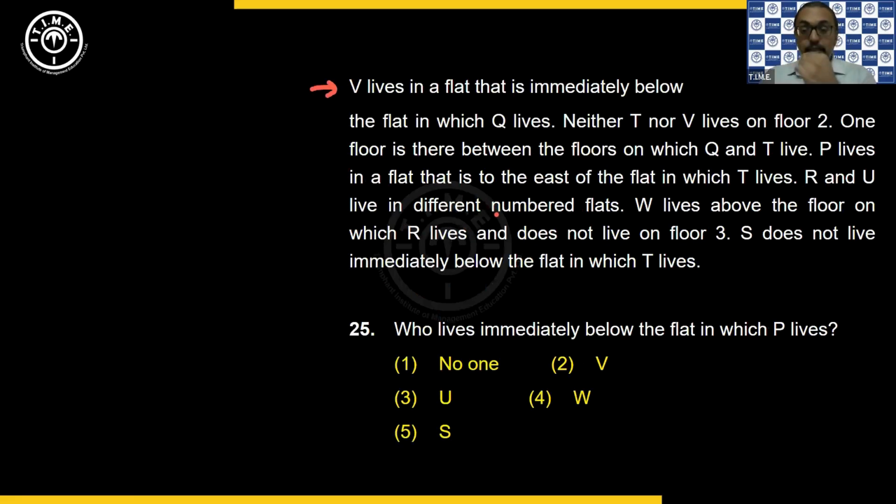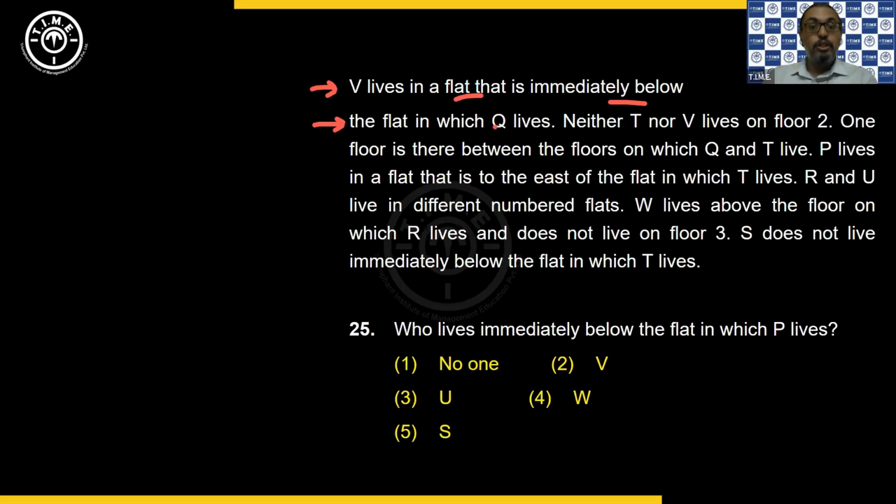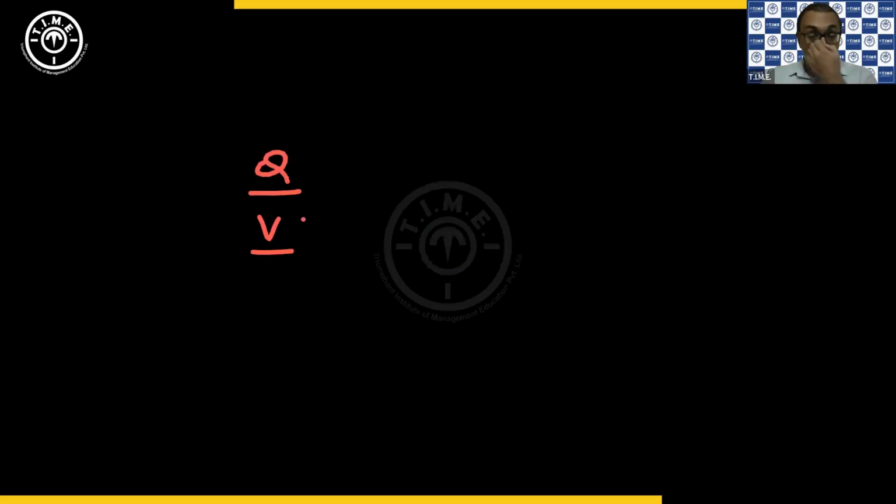V lives in a flat that is immediately below the flat in which Q lives. So when you have multiple flats available, we need to be very careful as to whether the condition is with respect to flat or a floor. Are you understanding? So here it is about the flat. So V is immediately below the flat in which Q lives. So that means their flat number is the same and the floors are consecutive floors. But which flat are they on? We don't know. So it is about the flat that he is talking here.